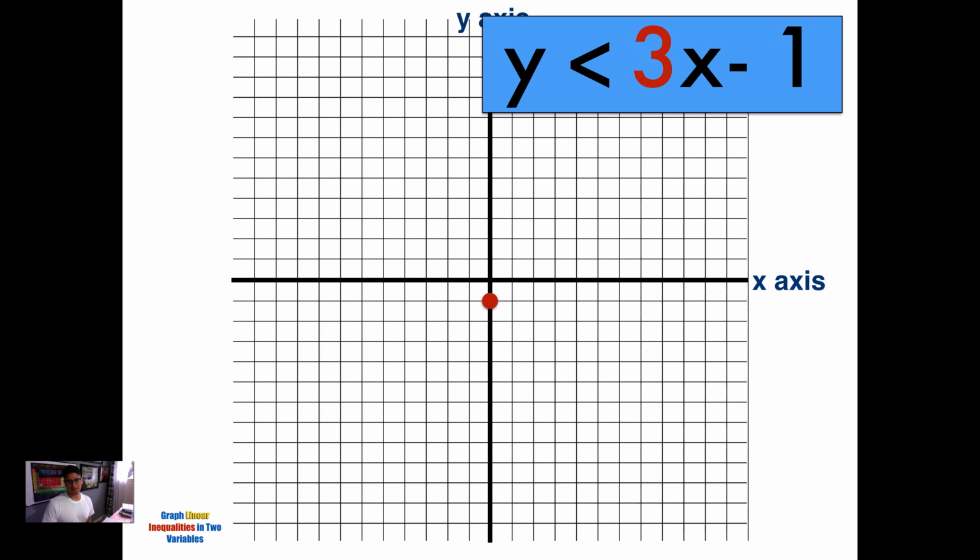My next point to find will be found using my slope, which is my m, positive 3. That means my next point is going to go up 3, over 1. There's my second point, and that's all I need to graph my line.